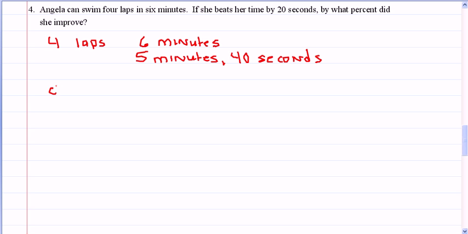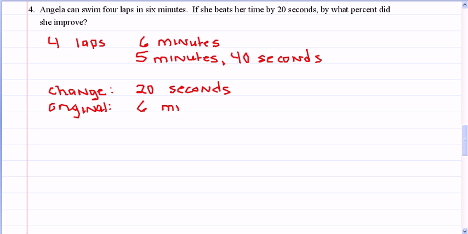So we want the change, and the change was given in the problem. The change is just 20 seconds. So we don't have to subtract 6 minutes and 5 minutes and 40 seconds. We already know that the change is 20. But the original that we want is what we're comparing 5 minutes and 40 seconds to, which is 6 minutes.